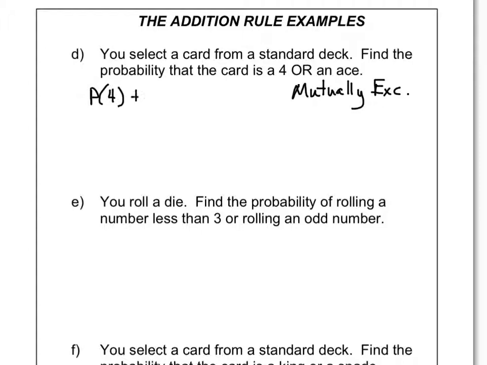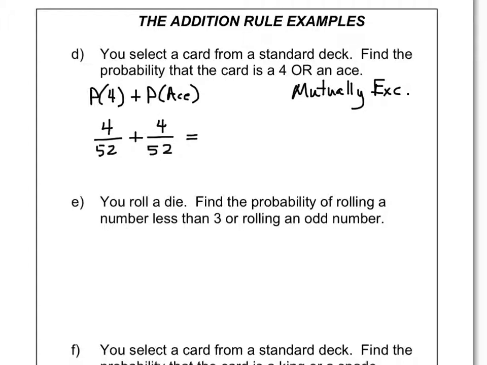Whenever I find this, I need to find the probability that you get a 4 and add it to the probability that you get an ace. So the probability that you get a 4: there are 4 fours in the deck, and there are 52 total cards. The probability that you get an ace: there are 4 aces in the deck, and there are 52 total cards.